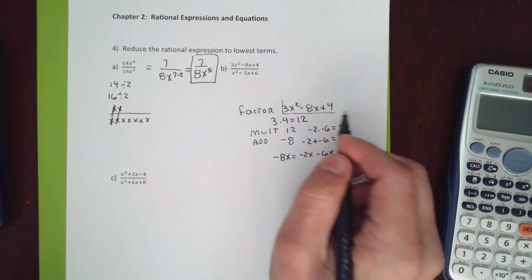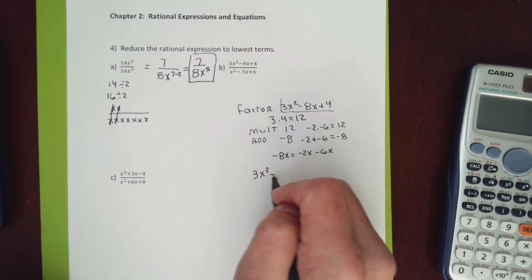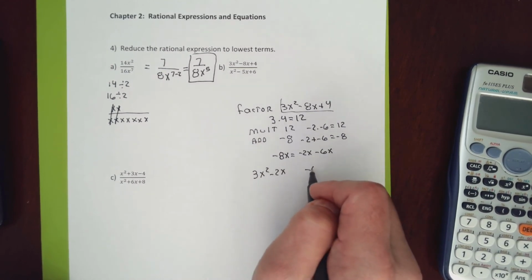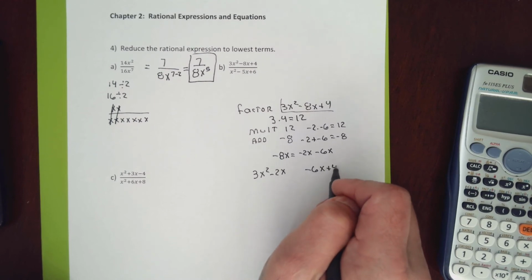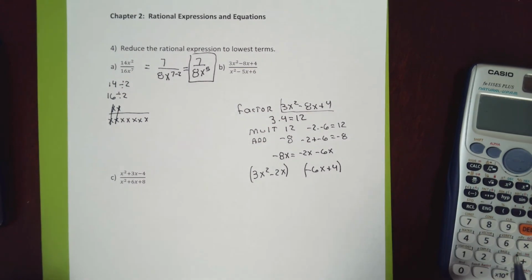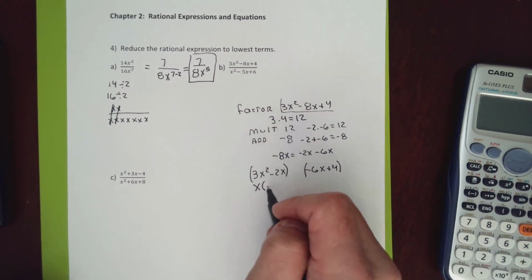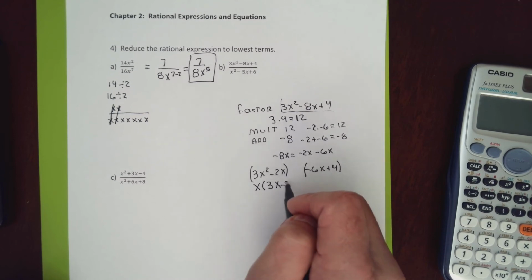And I'm going to rewrite this problem. I'm going to have 3x squared minus 2x minus 6x plus 4. Introduce my parentheses. Put the negative inside the second parentheses. My first parentheses I factor out an x, and I'm left with a 3x minus 2.